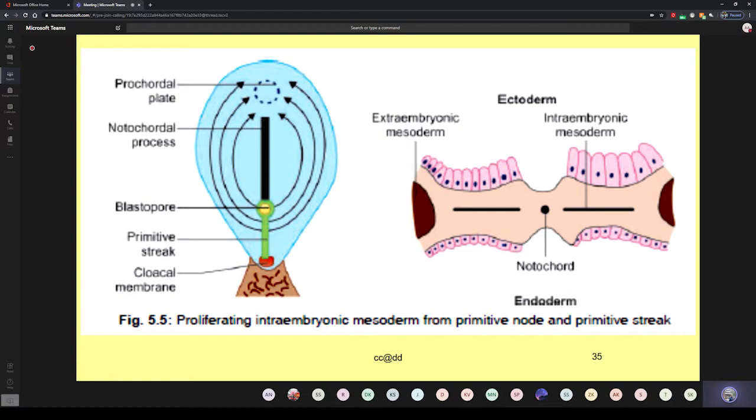This was a surface view, and you see a cut section on the right hand side of the picture. In the center, you have the notochord. By the sides, you have two plates called intraembryonic mesoderm. Above and below, you have lining cells. Above, those cells are on the ectodermal side. You can see they are columnar. Below, the cells are on the endodermal side. You can see them as cuboidal.